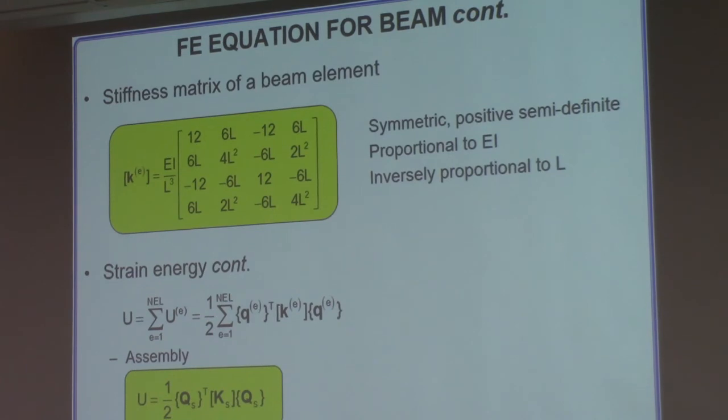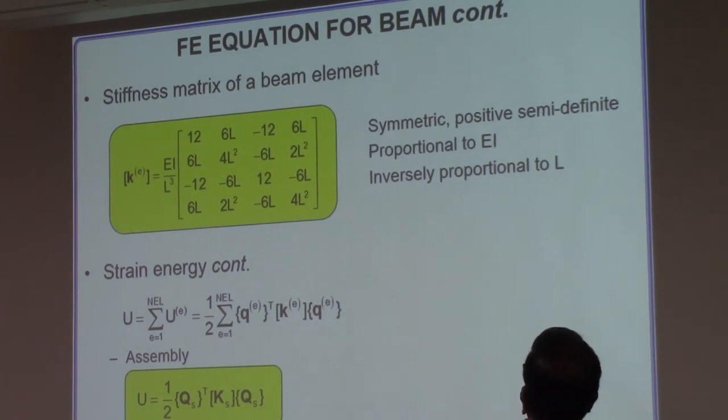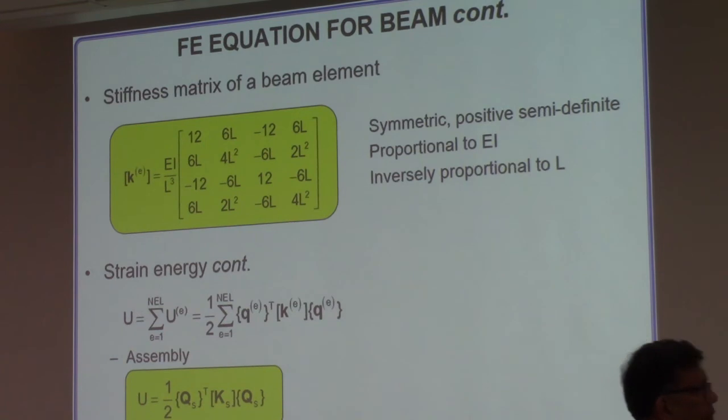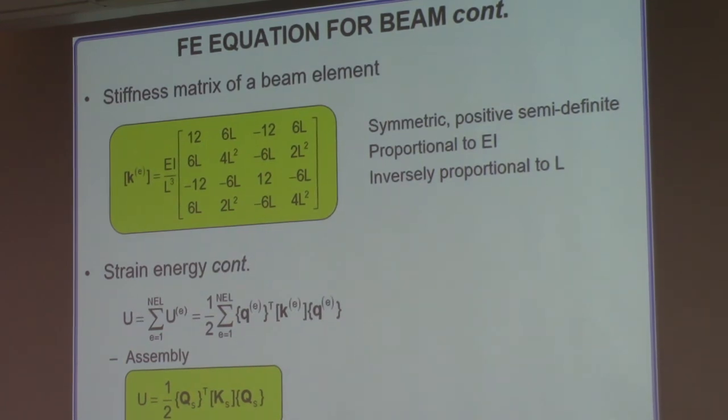This is the celebrated element stiffness matrix, EI over L cubed. Then you can see a bunch of numbers. The length is inside, okay? So for each element, the stiffness matrix has to be different because each element has a different stiffness.